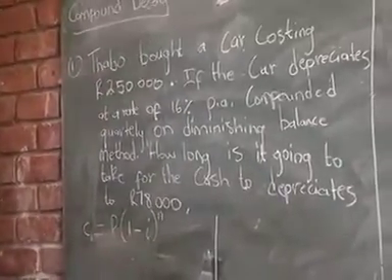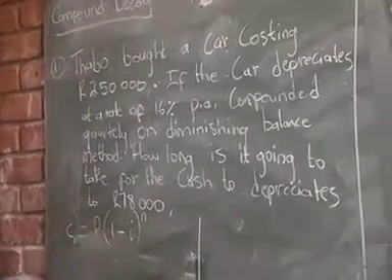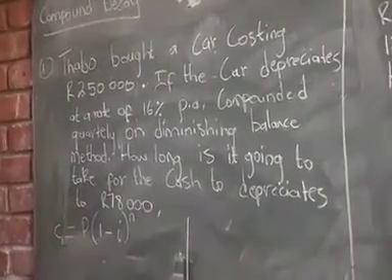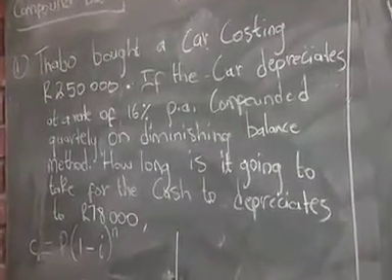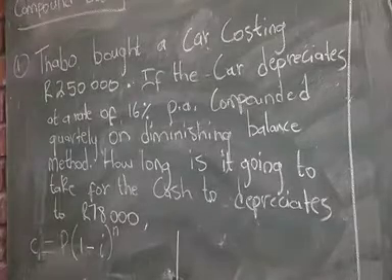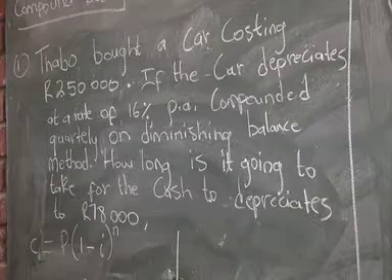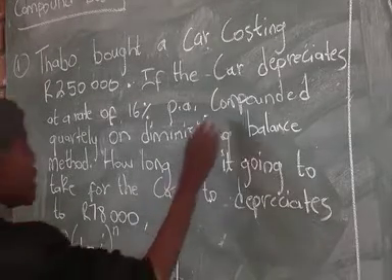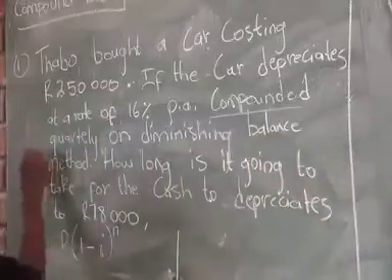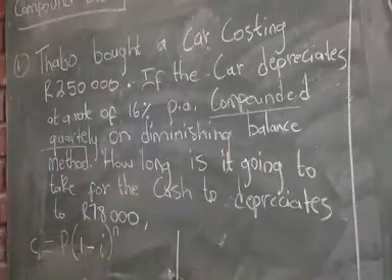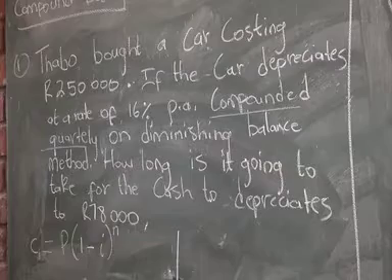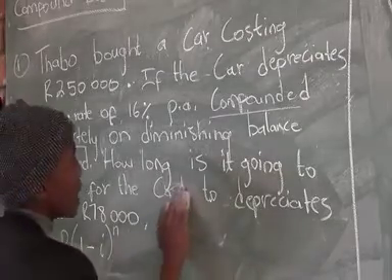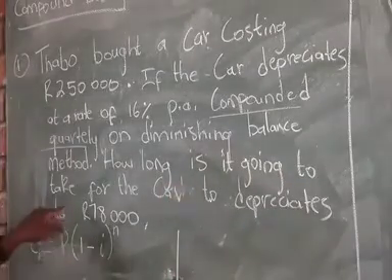So I've just managed to get this example. This example reads as follows: Thamo bought a car costing 250,000. If the car depreciates at the rate of 16% per annum compounded quarterly, note this term, compounded quarterly, on the diminishing balance method, how long is it going to take for the car to depreciate to 78,000?